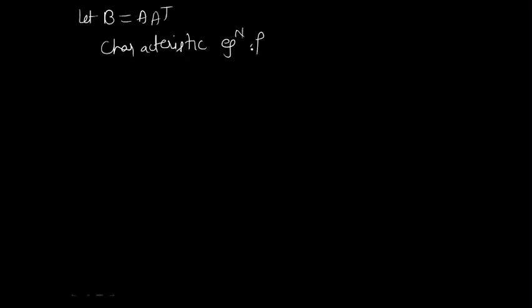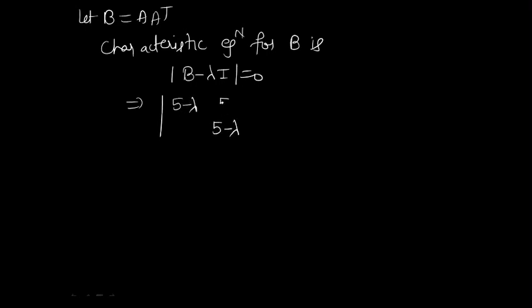So matrix B is A into A transpose. Now we'll find out the characteristic equation for matrix B. The characteristic equation for B is determinant of B minus lambda I equal to 0. So this implies determinant of 5 minus lambda, again 5 minus lambda, 5 as it is here, equal to 0. So what does this give you? It gives you 5 minus lambda whole square minus 25 equal to 0.